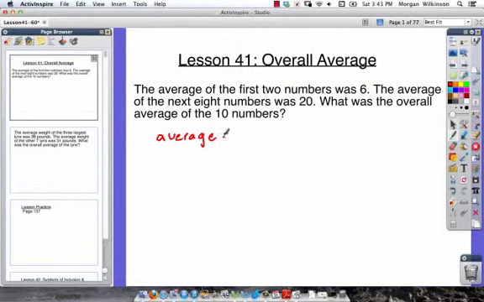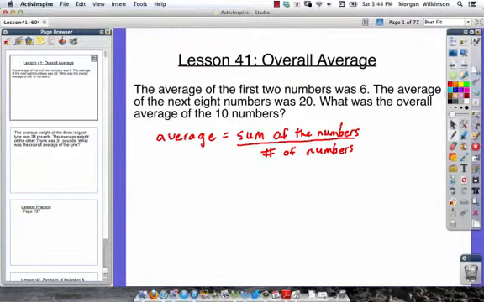Now an average, as we said, is equal to the sum of the numbers divided by the number of numbers. So if we look at this first problem, we're going to have to say what the sum of all the numbers is, and what the number of numbers will be. Let's go ahead and do the denominator first. We know that there's a total of 10 numbers, so we're going to be dividing by 10. We had 2 numbers first, we had 8 numbers second, total of 10 numbers.